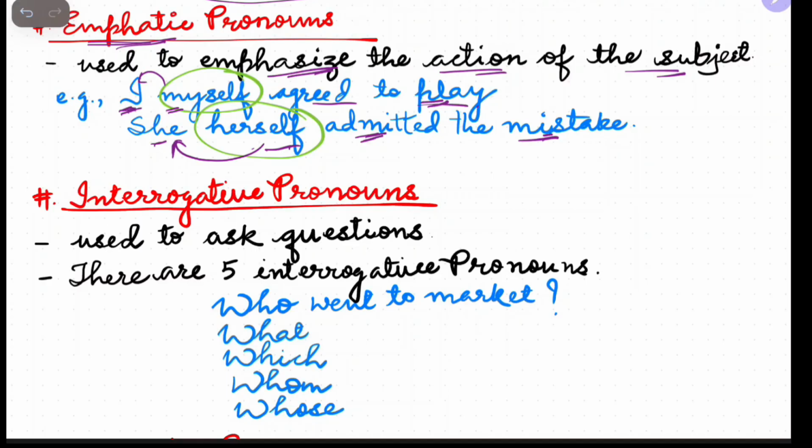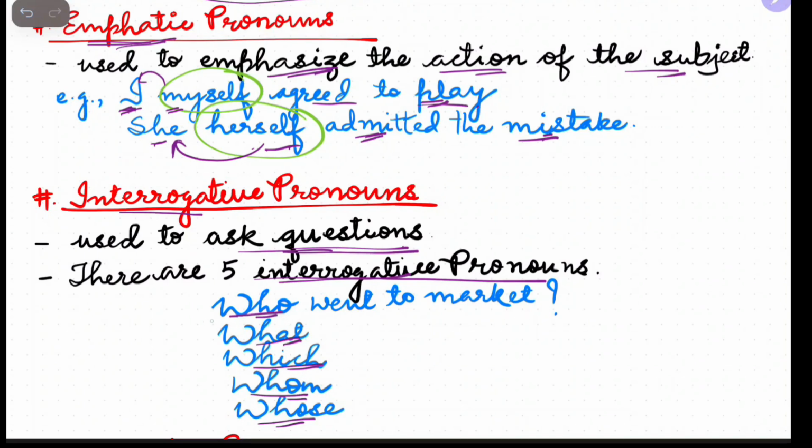What is the next type? So next type is interrogative pronoun. Interrogative pronoun means it is used to ask questions. And there are 5 interrogative pronouns: who, what, which, whom, and whose. These 5 are examples of interrogative pronouns.